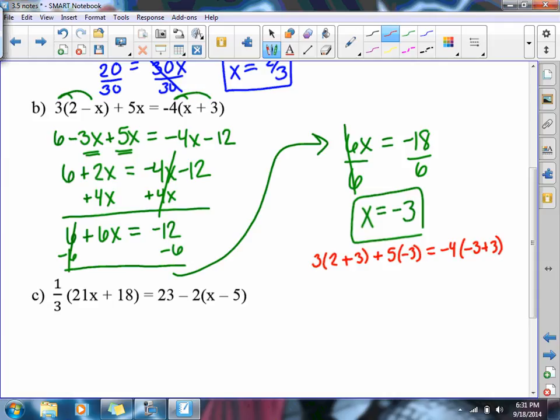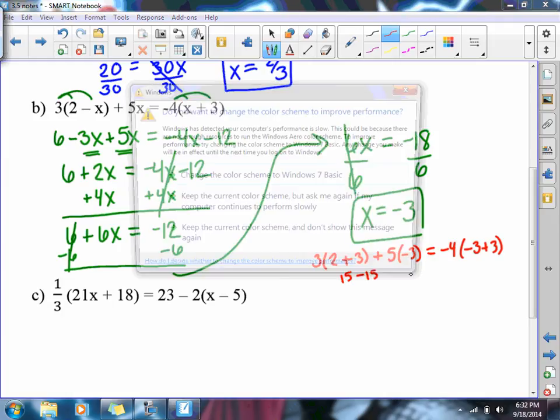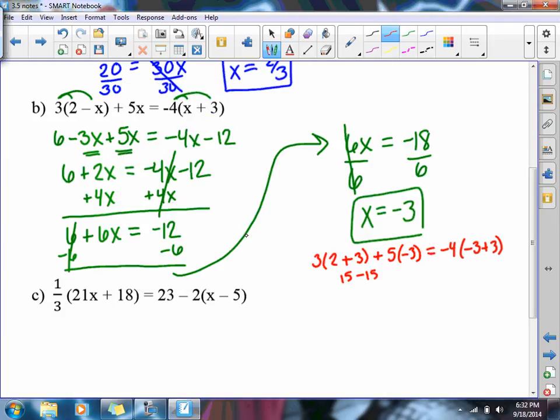Now it's like order of operations to simplify it here. I'd have a 2 plus 3, which is a 5, and a 5 times 3 is a 15, and 5 times negative 3 is minus 15. So that would get me a 0. And then on the right side of the equation, negative 3 plus 3 in parentheses, that's 0. And negative 4 times 0 is 0. So I would get 0 equals 0.